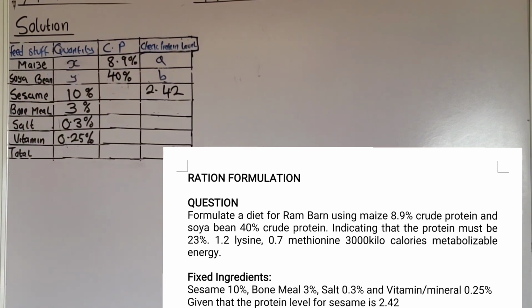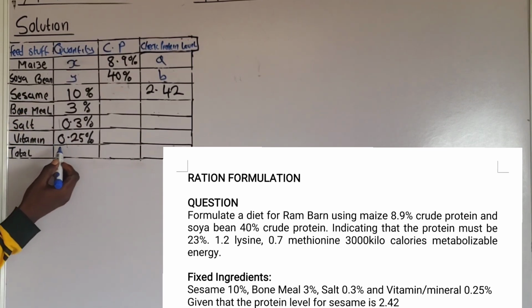Okay, now you see, I'm going to take it step by step because we are using the Pearson square method and it requires your attention. The first step is that you have to add all the fixed ingredients together. You understand? You have to add all the fixed ingredients together. So let us add. These are the fixed ingredients.